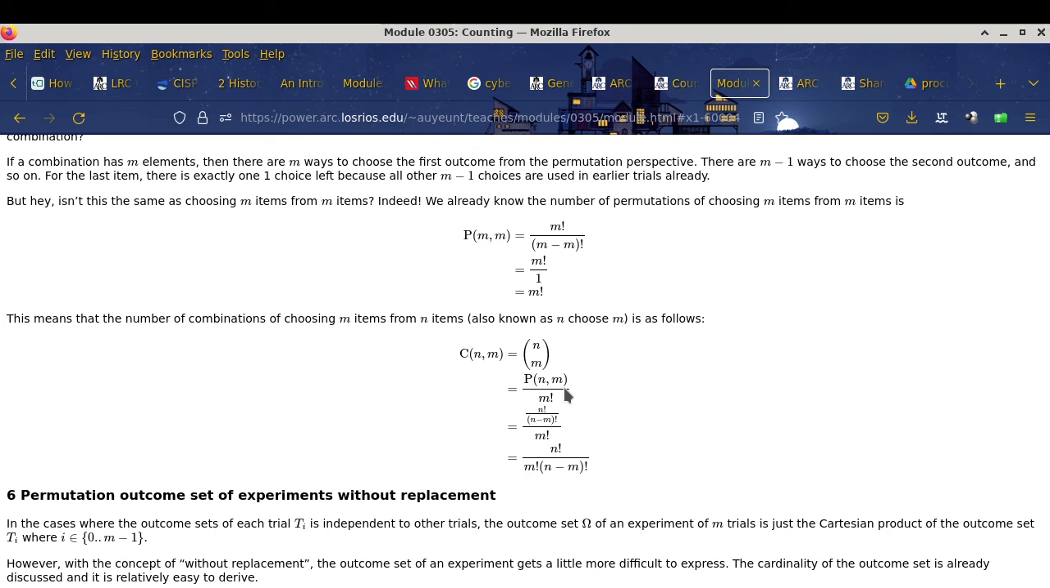Is that okay? So once we divide the number of permutations of choosing m items out of n by m factorial, we end up with this final form, which is n factorial divided by m factorial times, in the denominator, n minus m, the entire thing factorial. Whew. Okay, so are we okay so far with the math stuff?